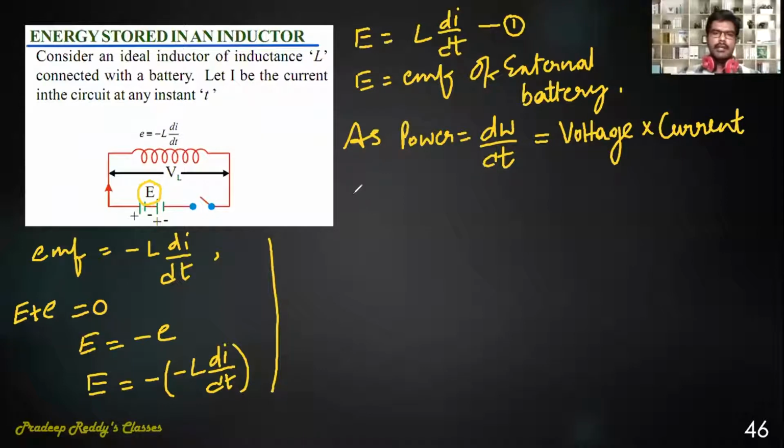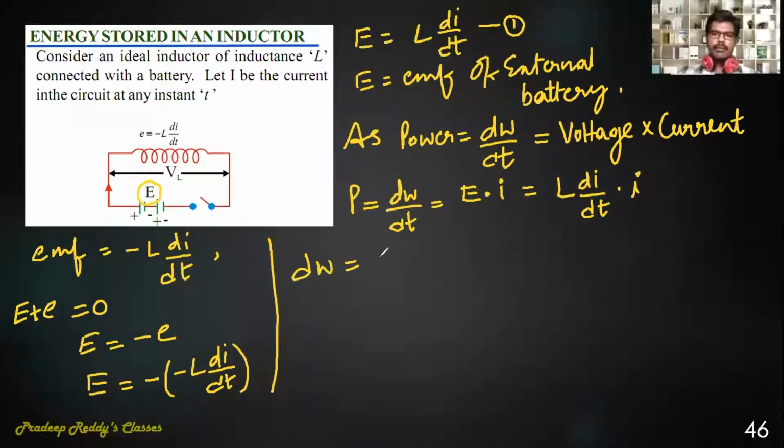So I am writing it here. Power P, which is equal to dW divided by dt, is equal to E into I. But what is E? E is equal to L di by dt into current I. Now from this you can write dW is equal to L into I di divided by dt. Of course, this dt and dt get cancelled. So it will be dW is equal to L into I di.